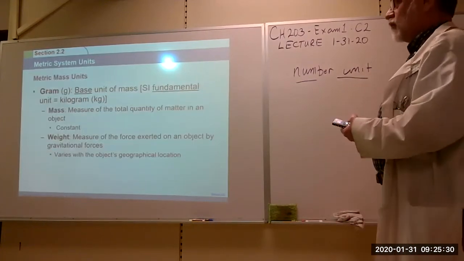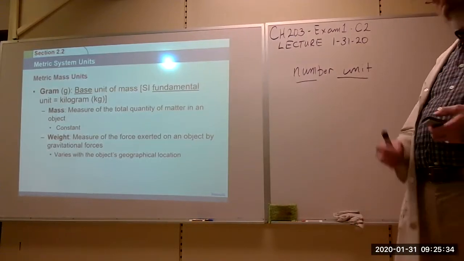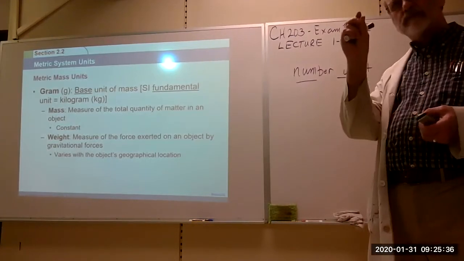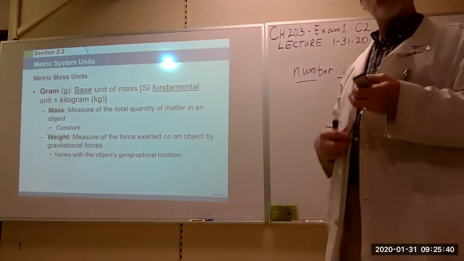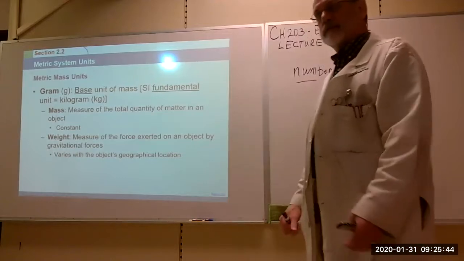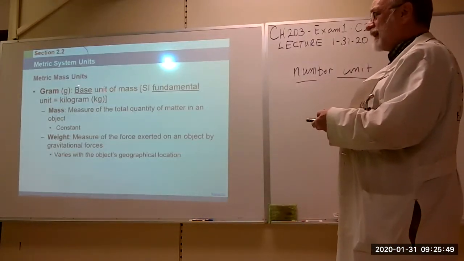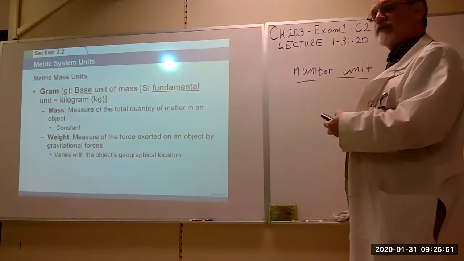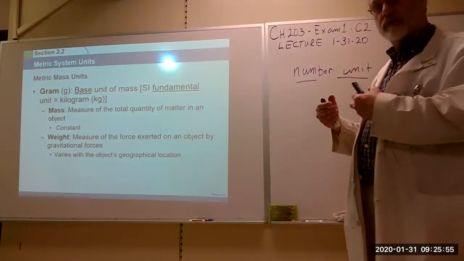The base unit for mass is the gram. Okay, so the gram is pretty small. And it's sort of a holdover. It's a historical oddity that we just had to keep because everybody was using it. So the gram is the base unit. But the fundamental unit, the one that establishes the standard, is the kilogram, 1,000 grams.